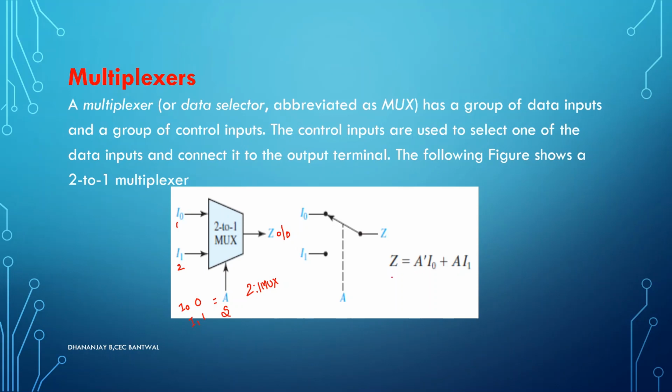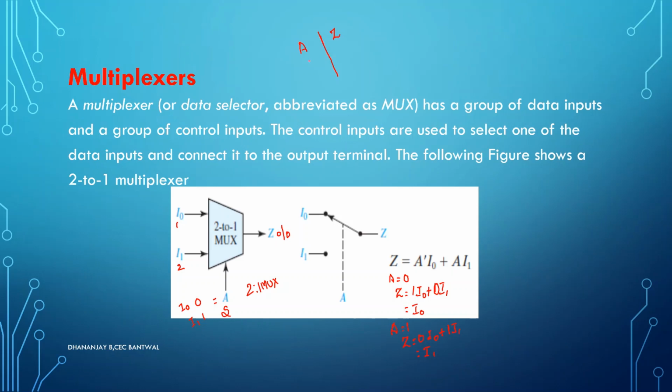For example, let's say that A is 0. When A is 0, Z will be equal to 0 bar, which becomes 1, so 1 into I0 plus 0 into I1. So what will be the output? It will be I0. When A is equal to 1, Z will be 0 into I0 plus 1 into I1. So your output will be I1.